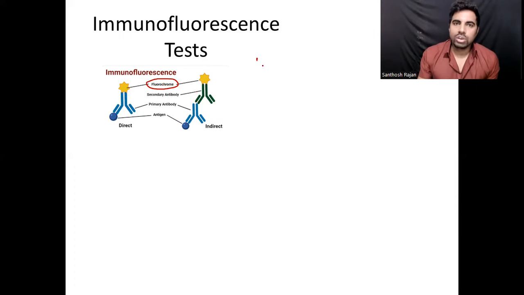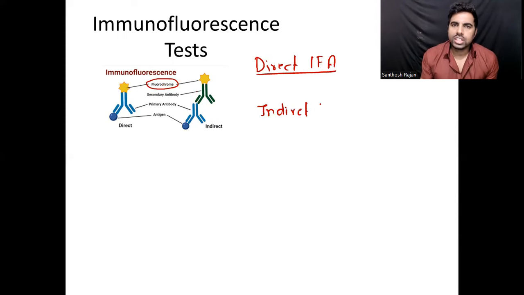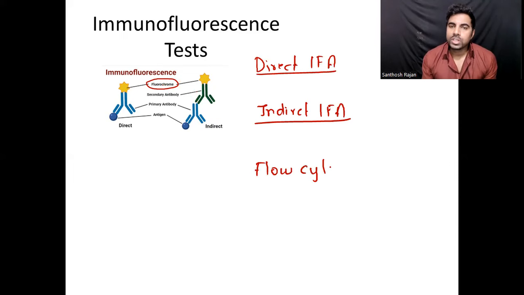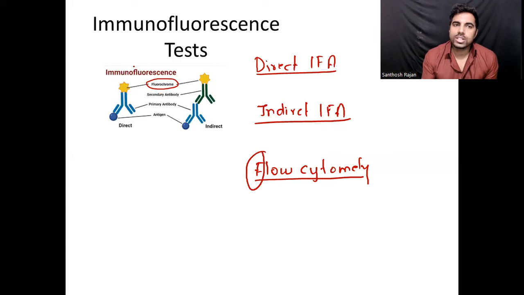Again, here there are two things: direct immunofluorescence assay and indirect immunofluorescence assay. And one very, very important thing is flow cytometry. Please remember, this could be a question. Flow cytometry works under which principle? Fluorescence. Remember fluorescence. That is the question. Again, same thing I'm going to repeat here.